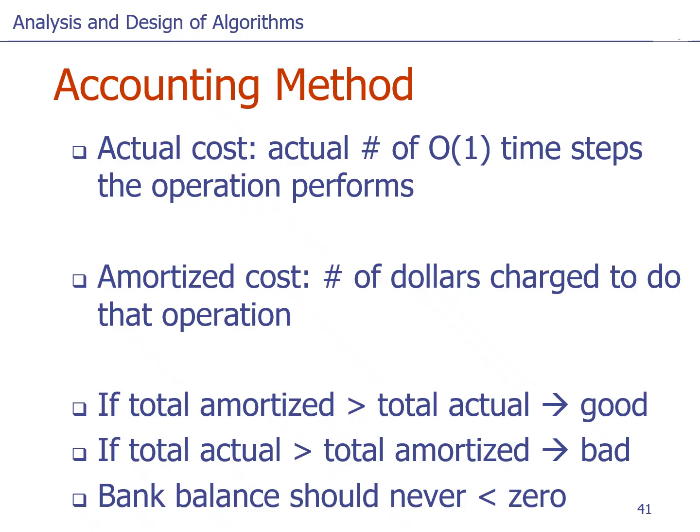Okay? This is what I try to highlight with the 3 bullets at the bottom. If the total amortized is greater than the total actual, we are in good shape. If the total actual is greater than the total amortized, we are in bad shape. And the bank balance should never drop below zero.